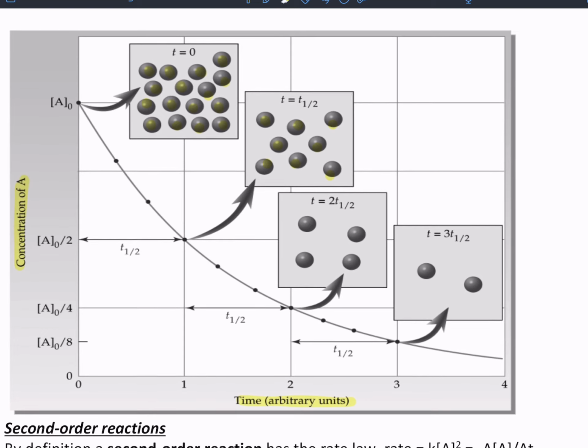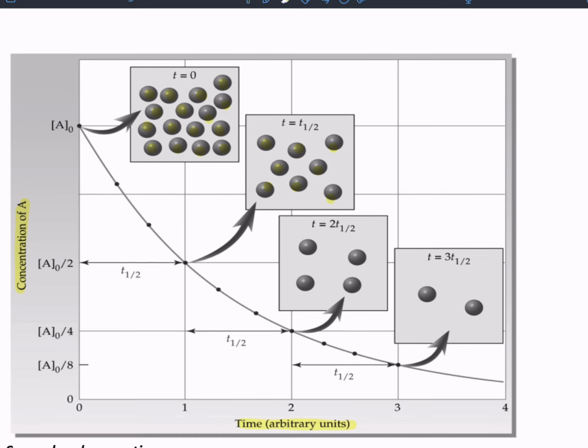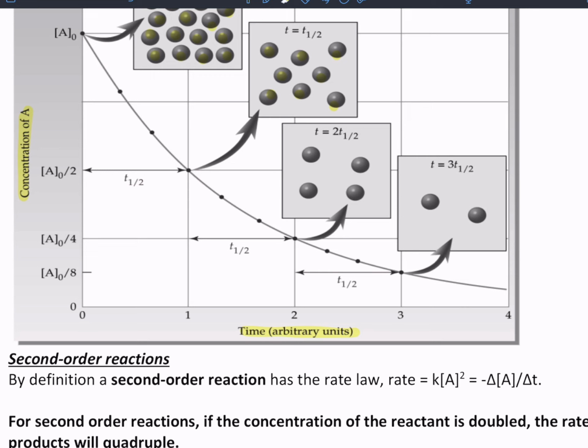All right, that's first order reactions. Again, natural log of concentration versus time is going to give you a straight line graph, and then radioactive decay is always going to be first order.